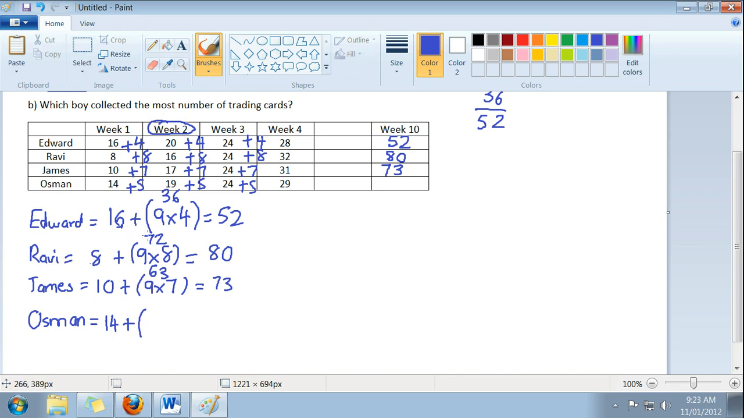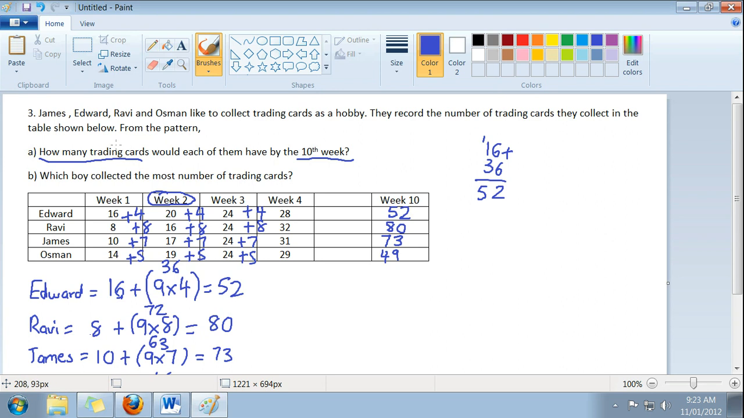So same thing, week 1 to week 10. 9 weeks. And the pattern is plus 5. So we can times it by 5. 9 times 5 is 45. 14 plus 45 is 59. Okay? So this would answer question A.